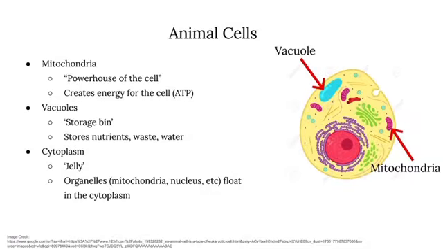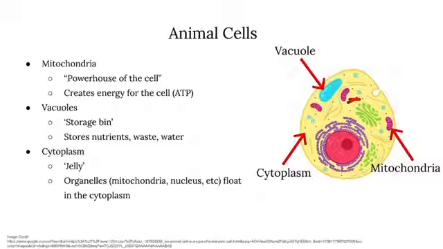You may be wondering, what is all the empty space inside of the cell? Well, that is known as the cytoplasm. The cytoplasm is like jelly. All of the organelles, like the mitochondria and the nucleus, float in the cytoplasm. All cells have cytoplasm, including plant cells.